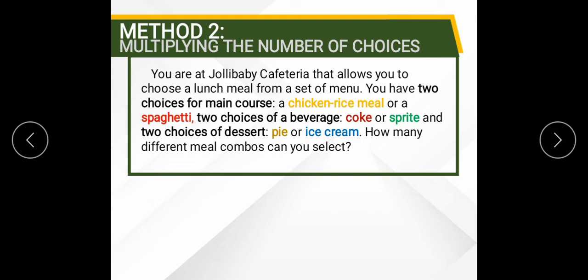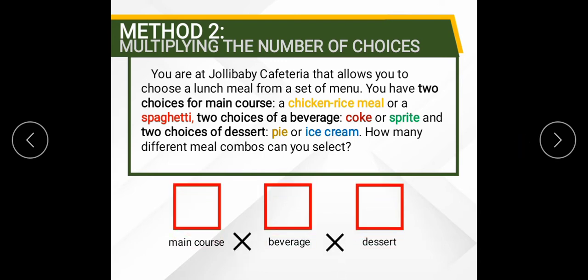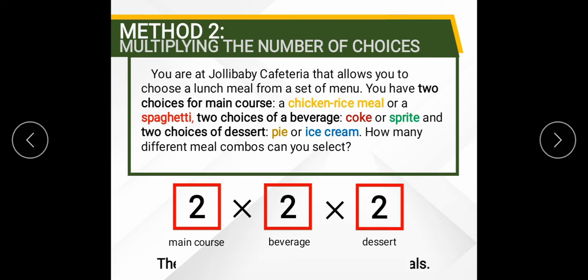As I can notice, in method 2, we will determine the product of the number of choices. We have main course, beverage, and dessert. And the product of each. The main course, we have 2, and beverage 2, and dessert 2. If we multiply 2 times 2 times 2, there are 8 possible combination of meal. The same as tree diagram. Same answer.